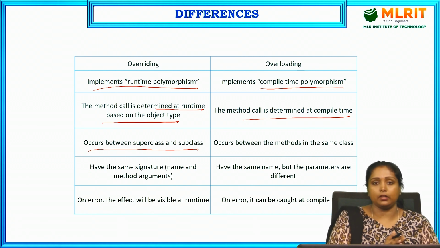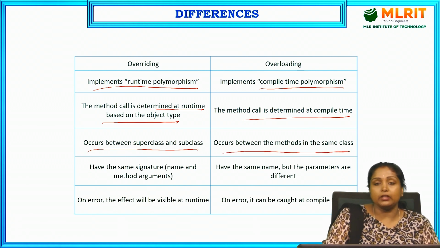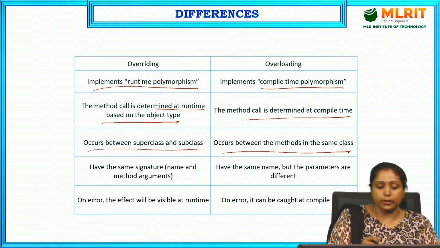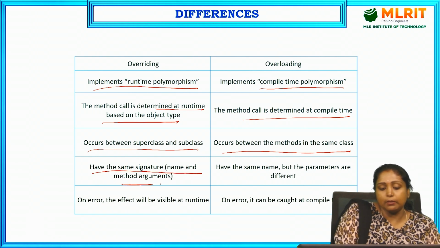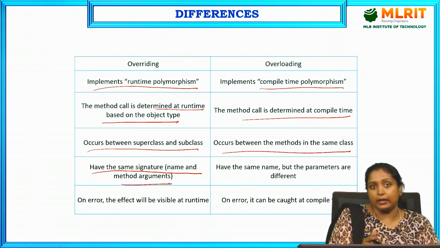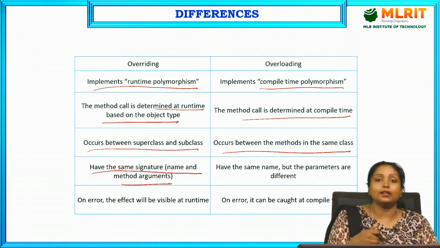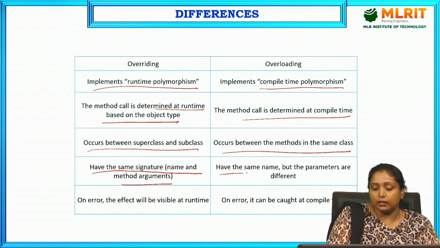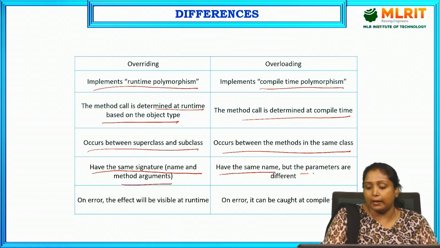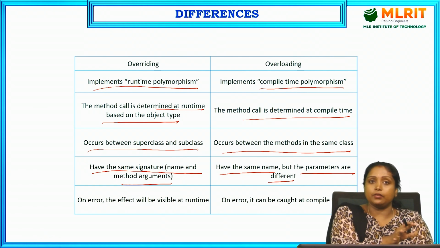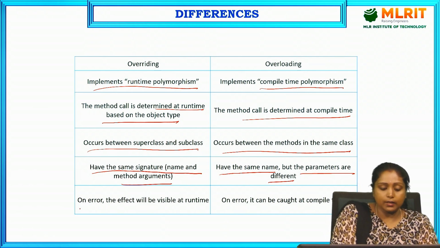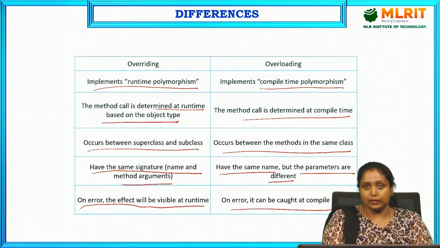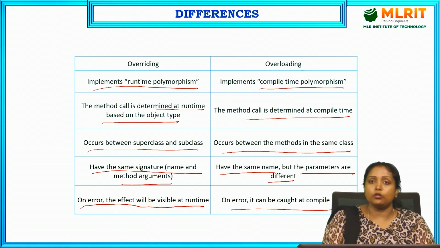In overloading, it occurs between the methods in the same class. In one class we are going to implement n number of methods, that is overloading, with the same name but different arguments. In method overriding, the same name, type of arguments and return type should be the same when you are writing. In overloading, it has only the same name, but the parameters or parameter types are different. In overriding, the error will be visible at runtime. In overloading, it would be caught at compile time. So these are the differences between method overloading and method overriding.